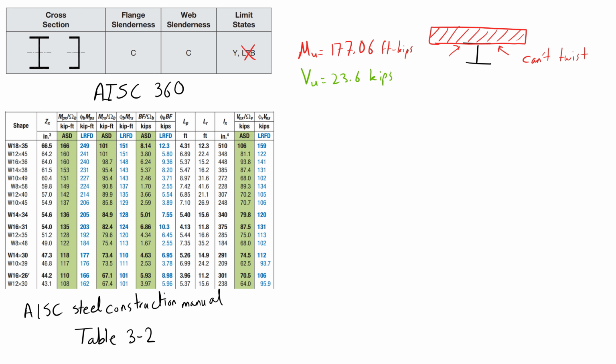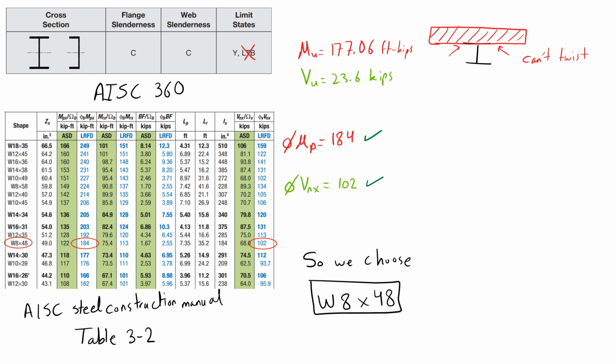In the AISC Construction Manual, the W sections are sorted in Table 3-2 according to their flexural yielding strength. Based on that, we can choose the W section with the moment resistance above the factored moment of 177 foot-kips. This section is W18x48 with a bending resistance of 184 and the shear resistance of 102, which are both greater than the demanded values. And to check the deflection requirements, the moment of inertia about the strong axis, Ix, is needed as well.